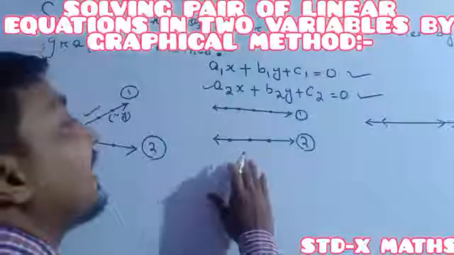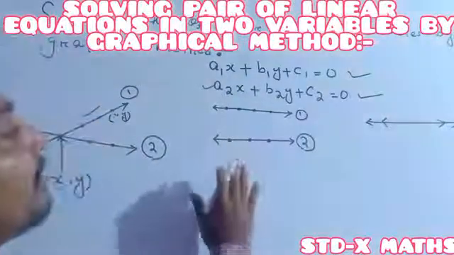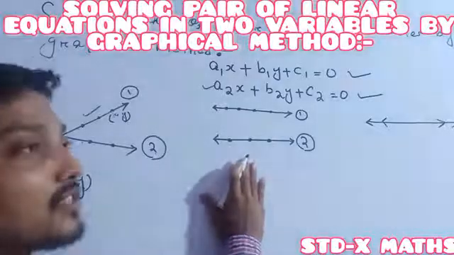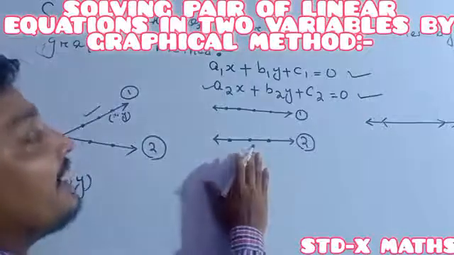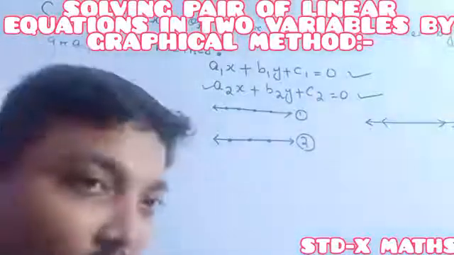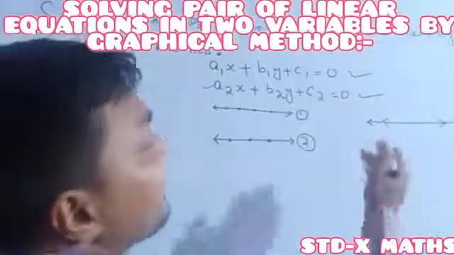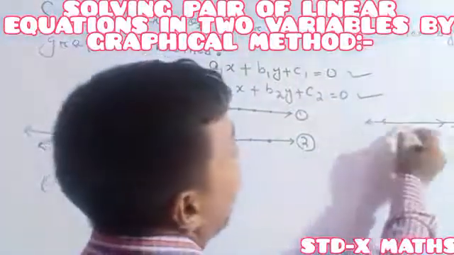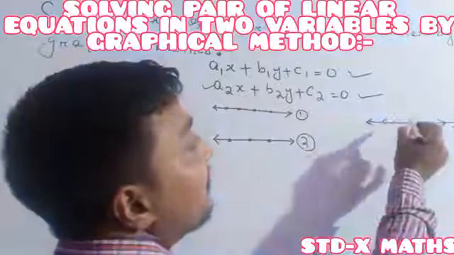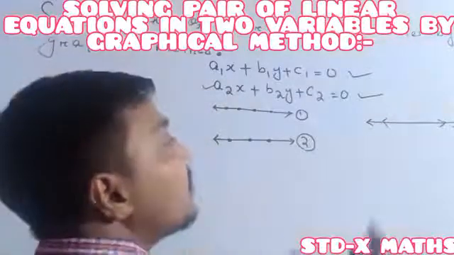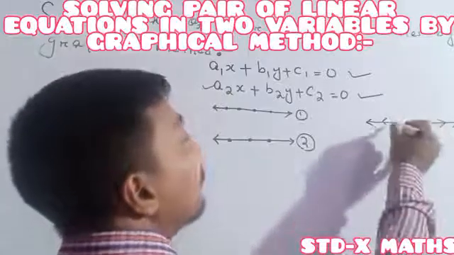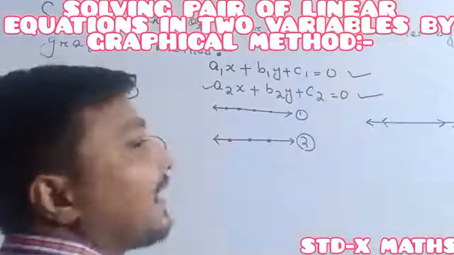As we are not getting any point common between the two lines, in this situation we cannot find any solution for the pair of linear equations in two variables. Understood? And in this situation, as both lines represent the same line, any point of one line will also be a point of the other line.